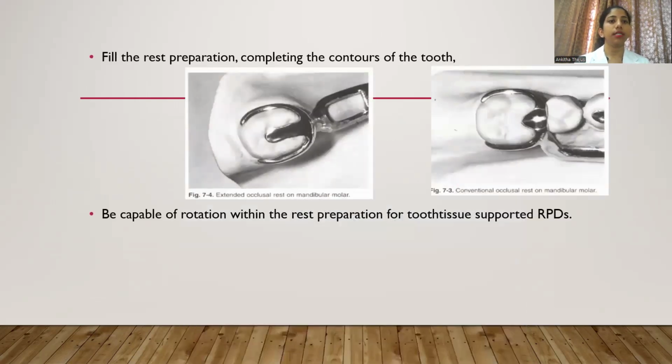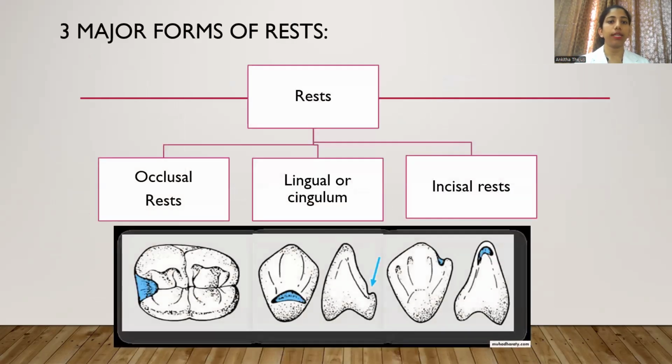Next, the rest should fill the rest preparation, that is the seat area. It should be completely filling without any gap formation, also completing the contours of the tooth. It should be capable of rotation within the rest preparation for tooth tissue supported RPDs. A slight amount of movement should be possible in the rest seat preparation.